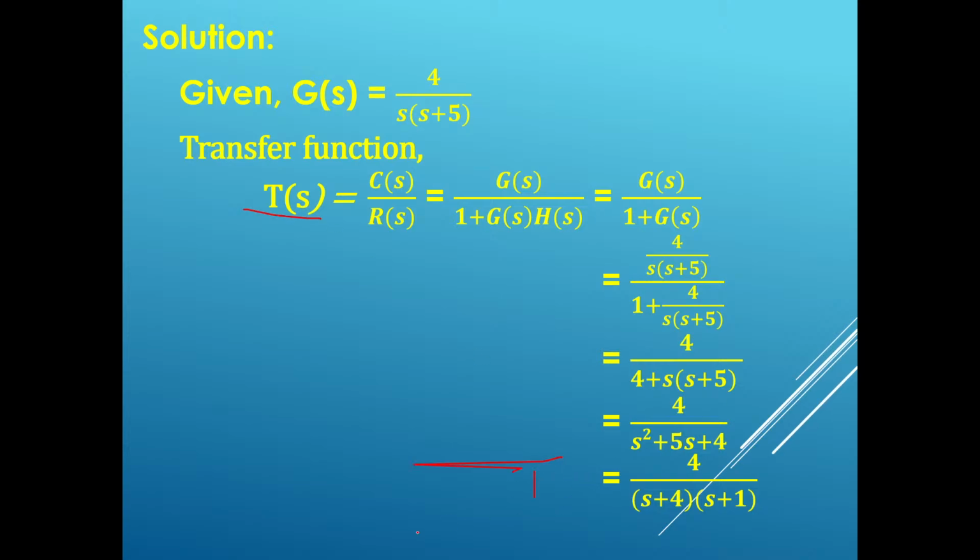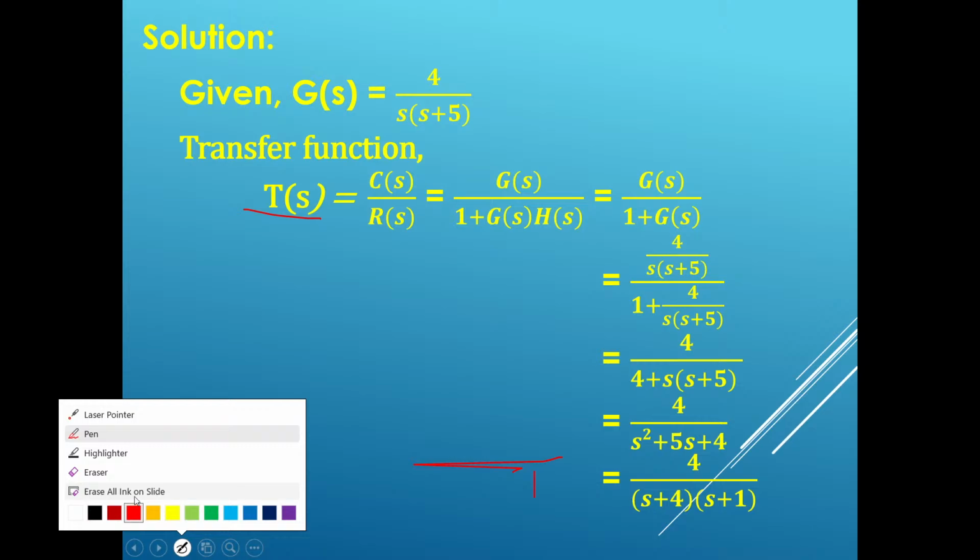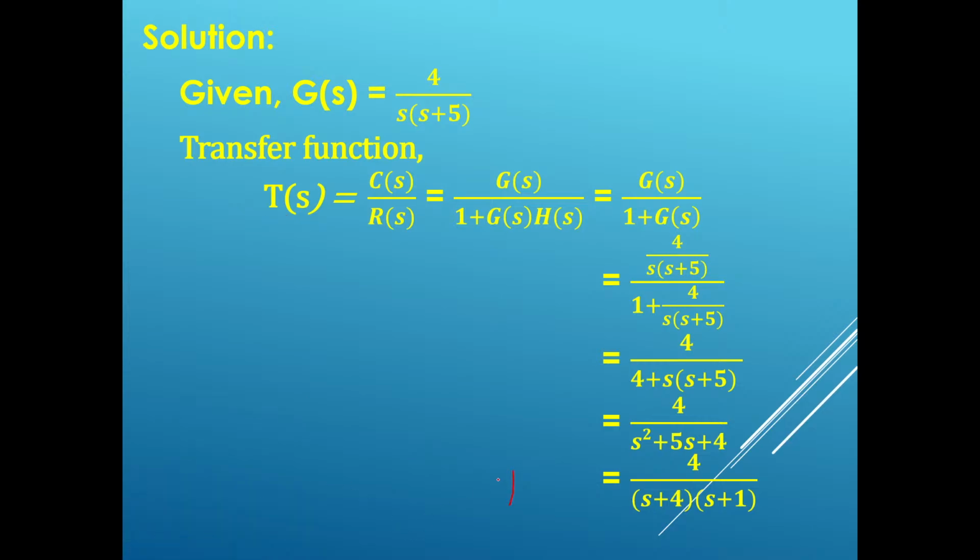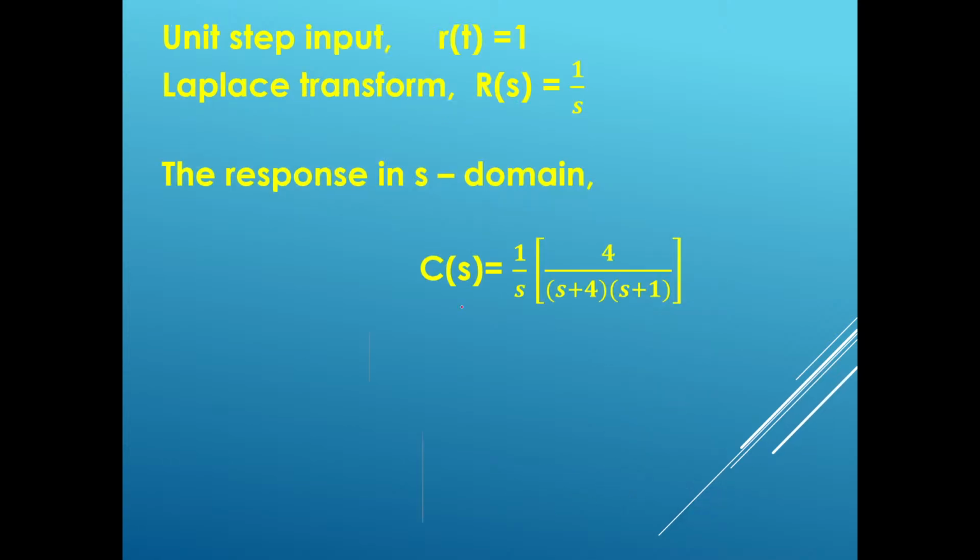So what is our transfer function? T of s is equal to 4 divided by s plus 4 into s plus 1. That is it. Now we know the input. What is our input? Your input is the step input, R of t equal to 1. In Laplace it is 1 by s.